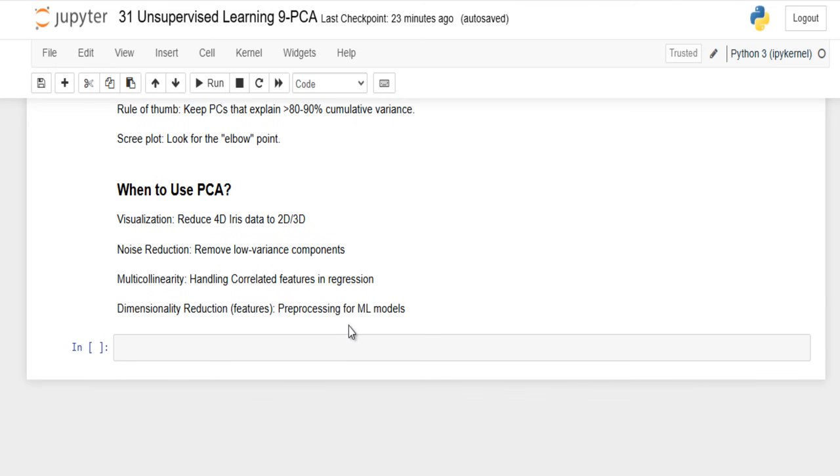And when we use PCA, we reduce 4D data to 2D or 3D. We remove low variance components, which is noise reduction. It also handles correlated features, that is multicollinearity. It also handles preprocessing for machine learning models, which is called dimensionality reduction. So we want to generate our features for machine learning, and we use dimensionality reduction for it.